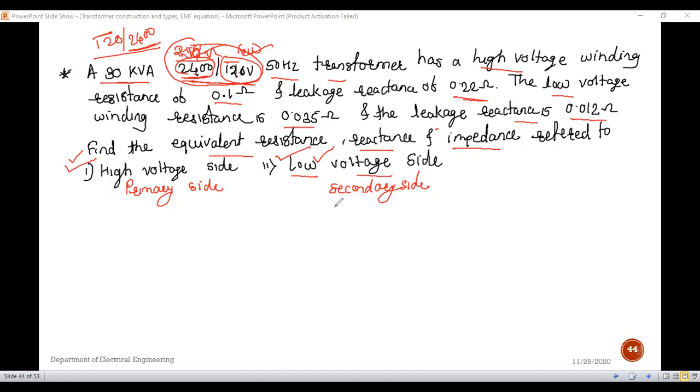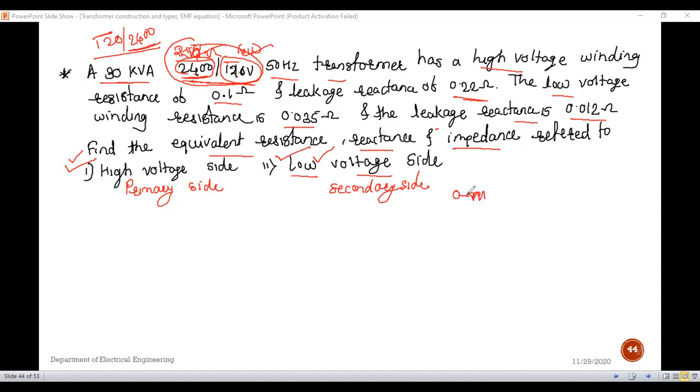Then tell me, what is the meaning of refer to primary? Refer to primary means what? Secondary values to primary. Right, this is the specific answer. So secondary values can be transferred into primary, and refer to secondary means primary values transferred to secondary. See, I will draw the diagram also here. That means you are clear, understand.